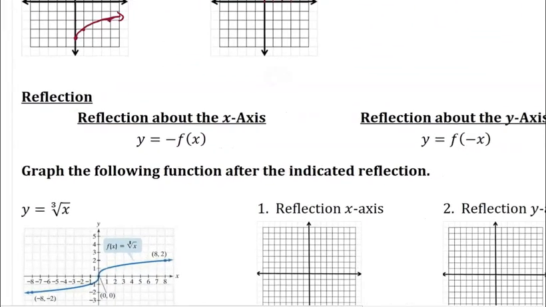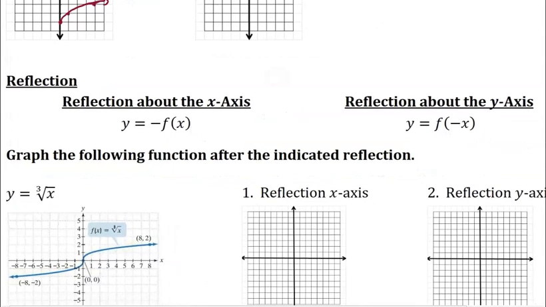Okay, another type of transformation is a reflection. We can reflect over the x or y axis, or the words we use are about the x-axis or in the x-axis. There are several different prepositions you might see. They all mean the same thing.